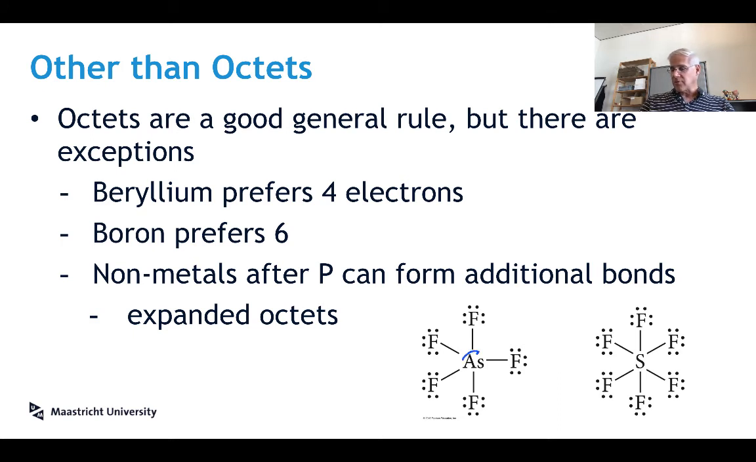So here we see a few examples. Here we have arsenic pentafluoride. We've got the arsenic here, and it has 5 bonds to it. Each of those bonds counts as 2 electrons. So the arsenic here has 10 electrons assigned to it. In sulfur hexafluoride, there are 6 bonds assigned to that sulfur, and so that gives us 12 electrons around that sulfur. And that's fine because both of those elements come after phosphorus, and so they can expand their octets.